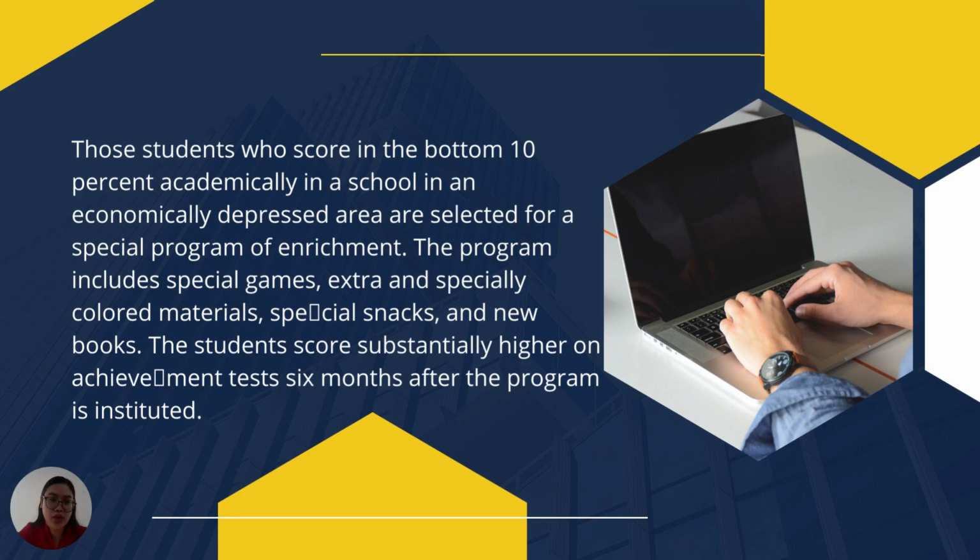Then those students who score in the bottom 10% academically in a school in an economically depressed area are selected for a special program of enrichment. The program includes special games, extra and special colored materials, special snacks, and new books. So the student scores sustain substantially higher on the achievement test 6 months after the program is instituted. So this could be an example of there is a regression threat, a location threat, and what else? Maybe maturation threat.